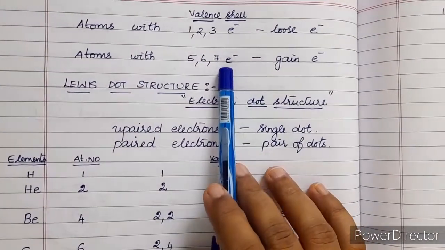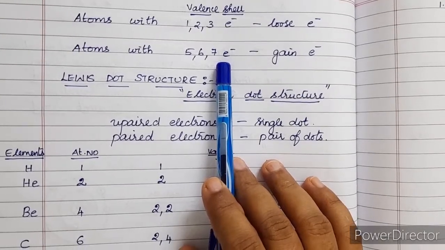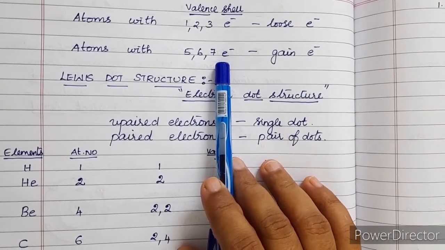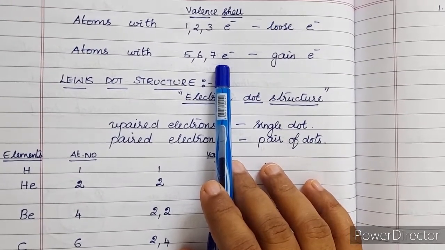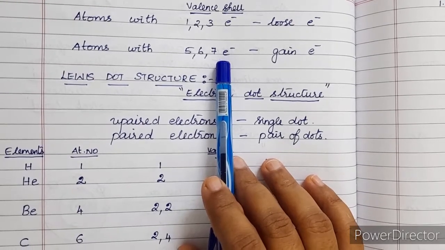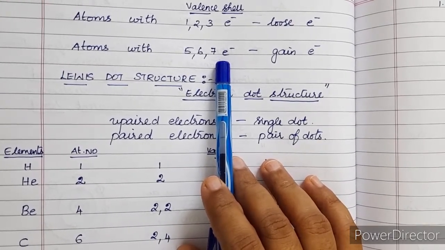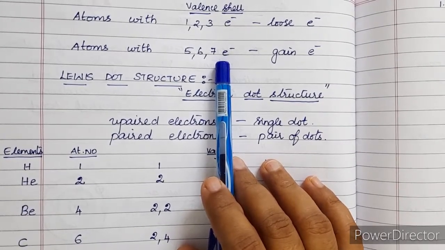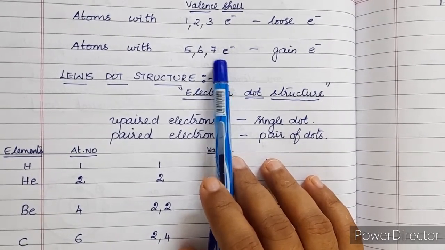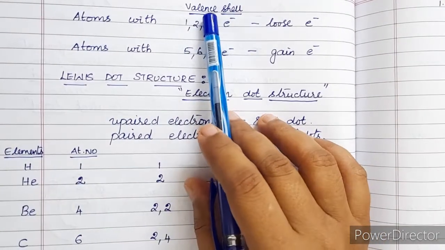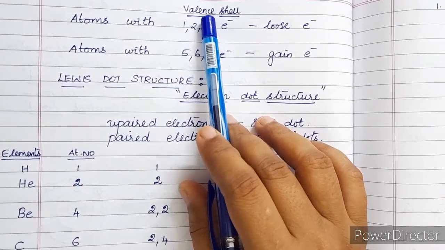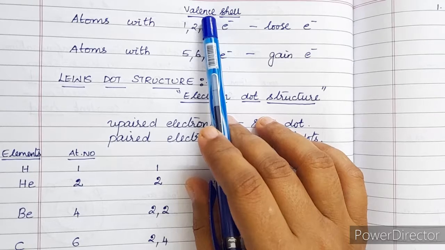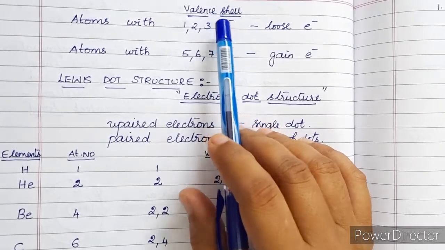So we said that by gaining an electron or by losing an electron, the atom becomes a cation or anion and they attain the stable electronic configuration, isn't it? Now which atoms tend to lose an electron and which atoms tend to gain an electron? We'll see that. So we will see the valence shell, isn't it? Valence shell electrons or valence electrons. The electrons in the valence shell are called valence electrons.